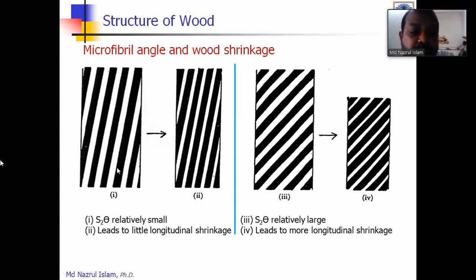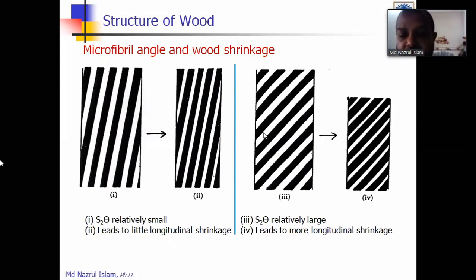So before drying, you see the gap between black and white lines is quite big. And in case of number 2, when it dries, it comes closer. So that is the orientation of the microfibril. It has a lower angle because you just see almost parallel with the cell axis. So it comes less together.